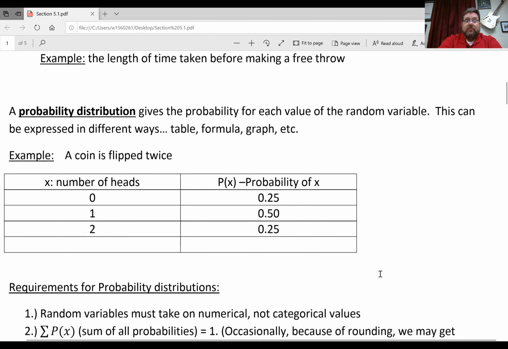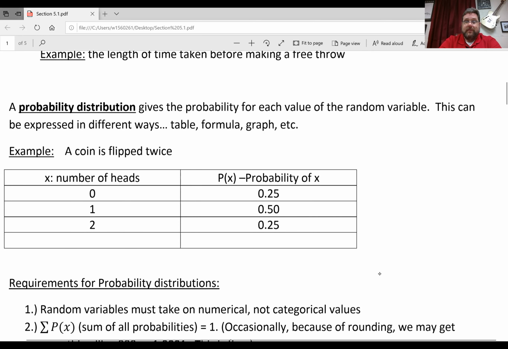Now, if you look, the probability of getting 0 heads is 0.25 right there. The probability of getting 1 head, that's 0.5. And the probability of 2 heads is 0.25. And this is what's called a probability distribution. We're going to be dealing with these, and usually the ones we're going to be dealing with are going to be in the form of a table, because most of the things we're going to be calculating today, especially, are going to be discrete, and a table is probably the best way to do that.